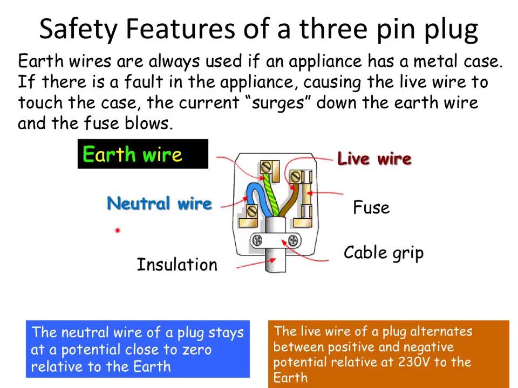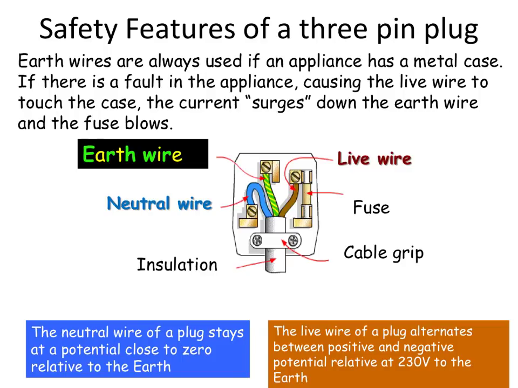You've then got the neutral wire, which is blue, which is where the current leaves the plug. All of those are surrounded by insulation to make sure it's nice and safe, so you won't electrocute yourself if you touch the wire, for example. And you have a cable grip to hold the outer insulation in place so it doesn't slide down and you don't get these wires exposed.